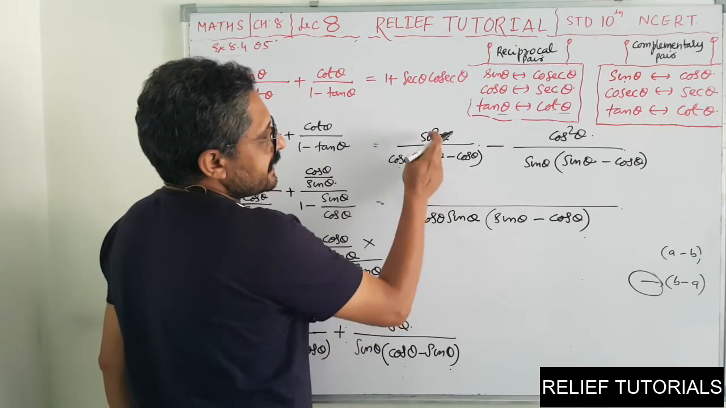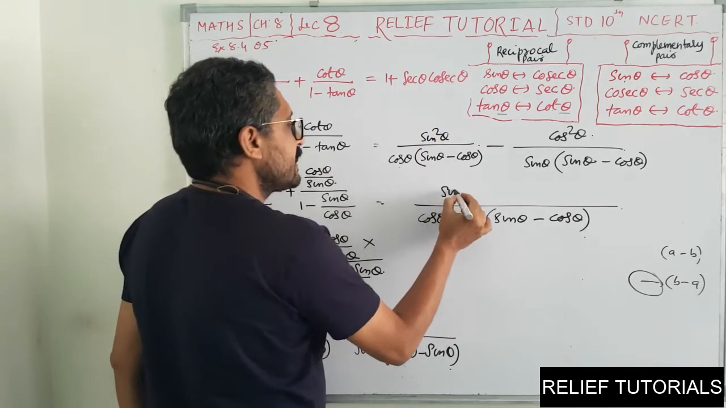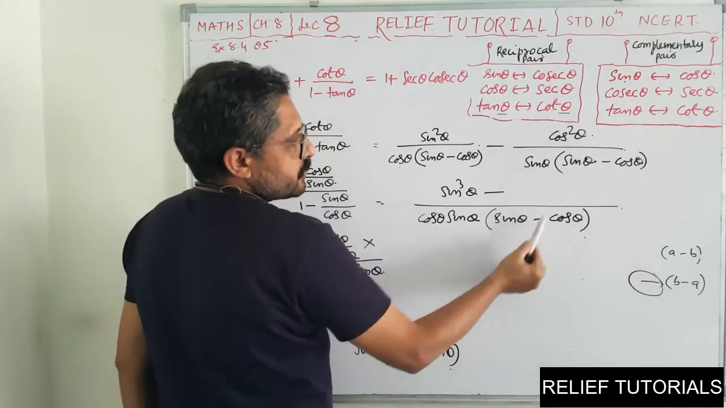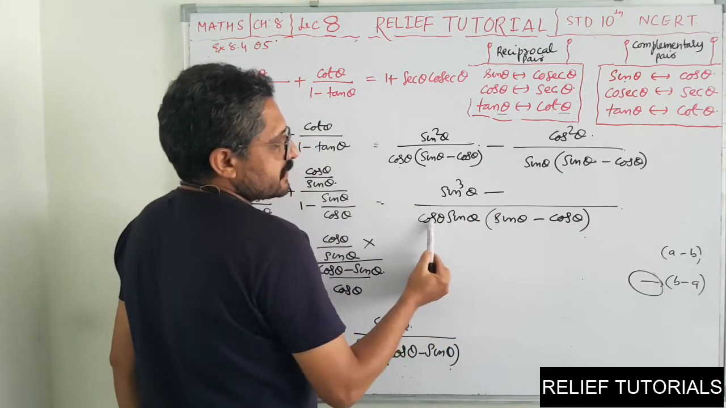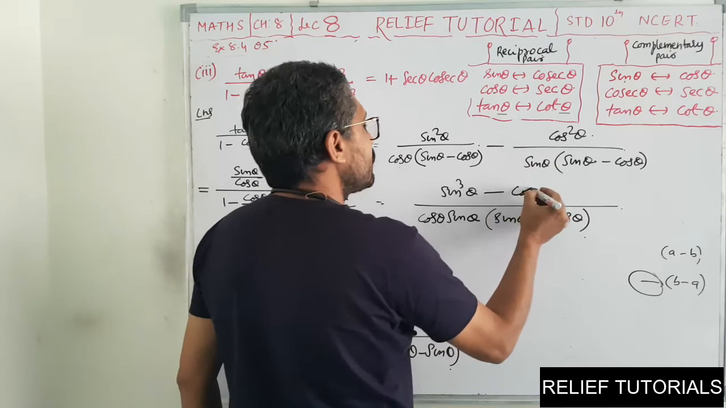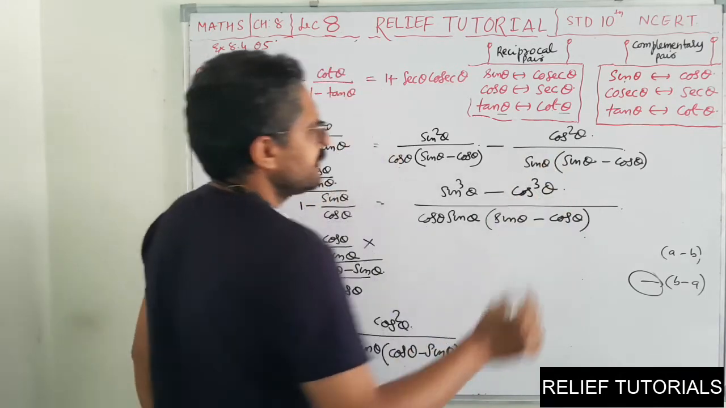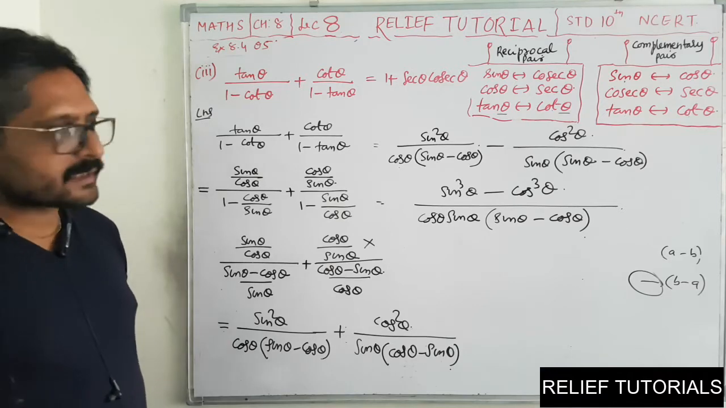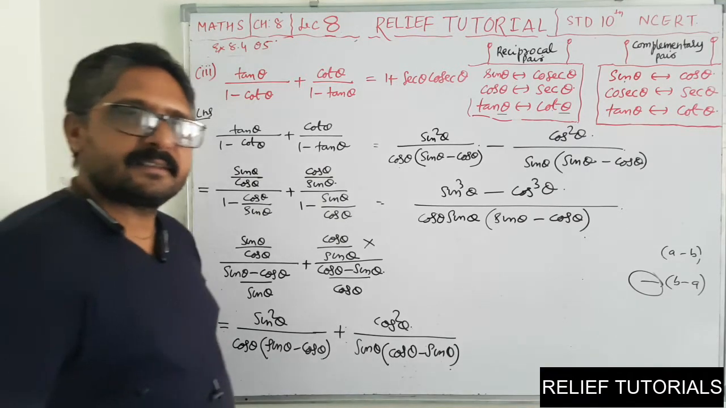So sin theta into sin square theta, so you will get sin cube theta minus. Same thing here. This 2 will get cancelled, sin will get cancelled. So cos into cos square theta, so you will get cos cube theta. Got it? Now once again you will use identities.